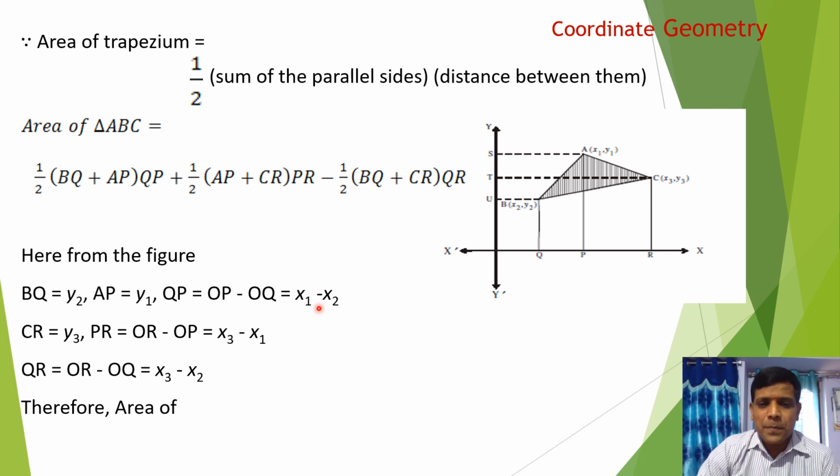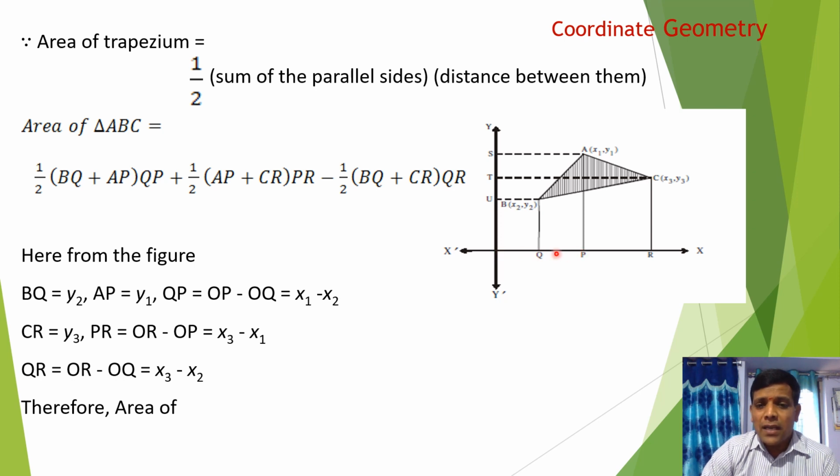And the next step, CR. Here CR is equal to y3 units. And PR is written as OR minus OP.